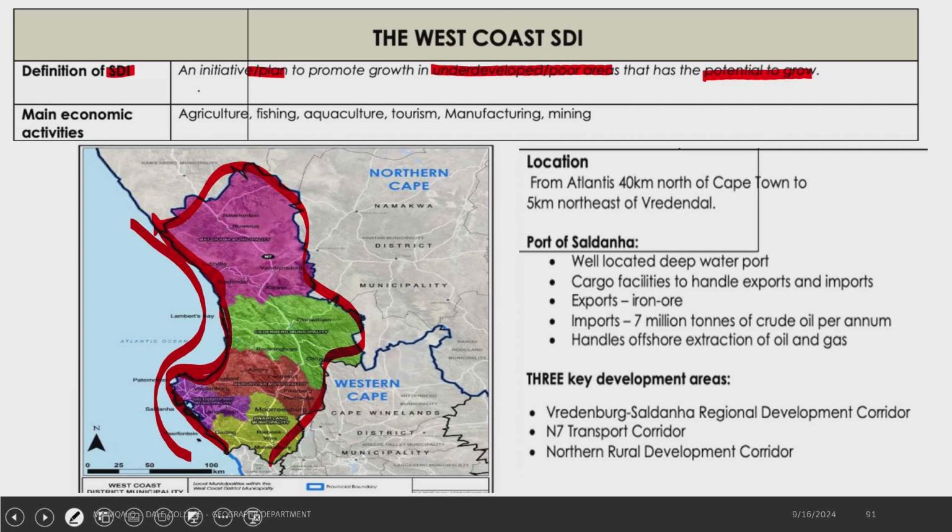What are the main economic activities? We have agriculture, fishing, aquaculture, tourism, manufacturing, and mining. Where is it located? It's located 40 kilometers north of Cape Town, and 5 kilometers east of Vredendal, in the port of Saldanha, which is well located in a deep water port, very good for trade, cargo facilities, handle exports and imports. It exports iron ore and it imports 7 million tons of crude oil.